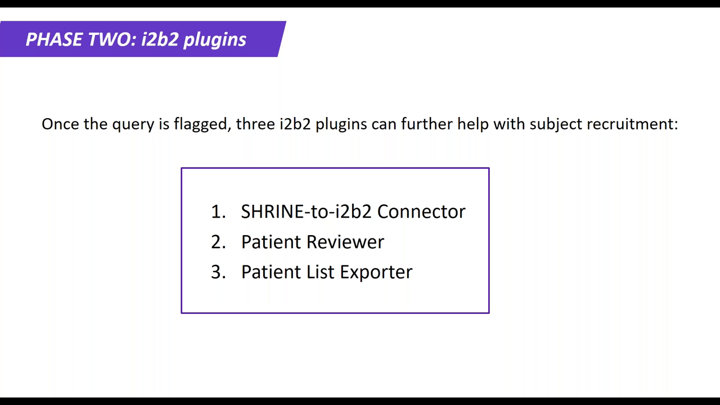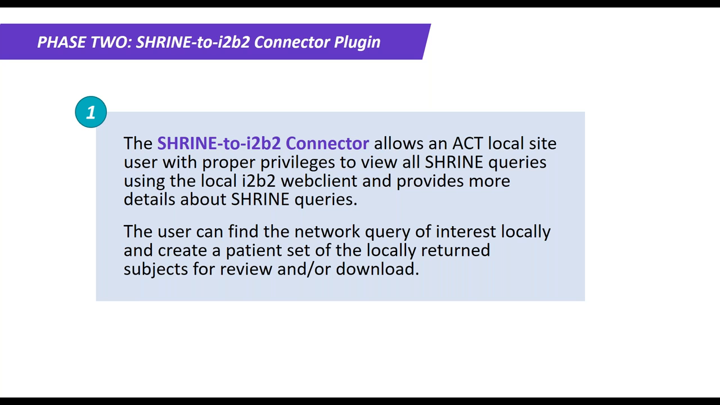So after the flagging is done, there come these plugins, i2b2 plugins that users will use at their local sites. The plugins are the Shrine to i2b2 connector, patient reviewer, and patient list export. The Shrine to i2b2 connector, Sean mentioned it. You saw how it looks. So this gives you a unique view into Shrine queries from within your i2b2 web client. You don't have to look through all the previous queries to find one. This tool will help you. This will give you that unique view, and you will be able to find the network query that you are interested in, and you will be able to create a patient set using this tool.